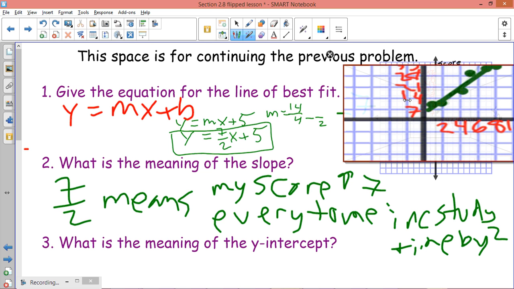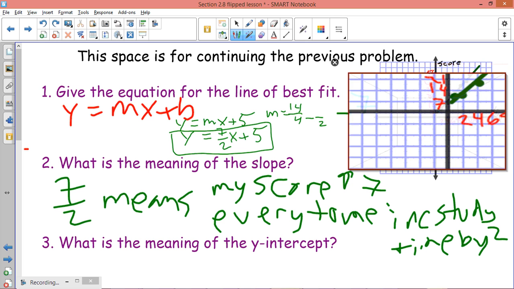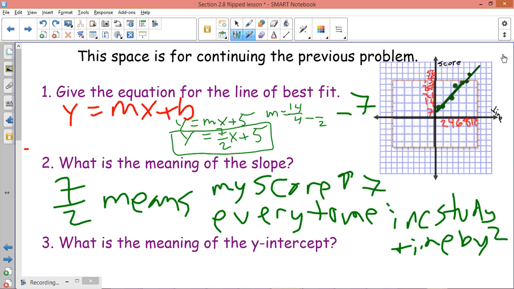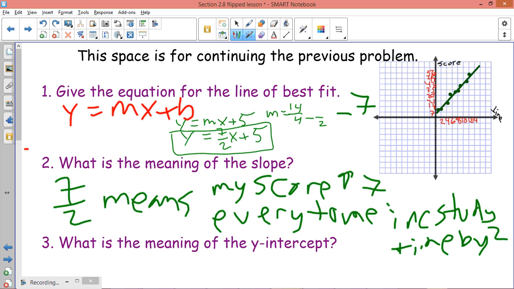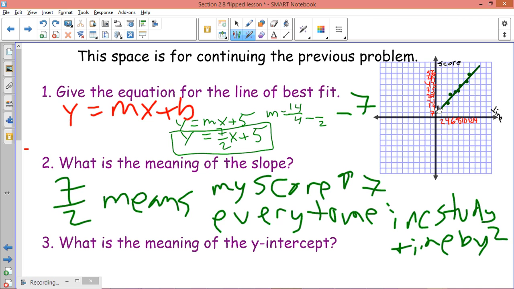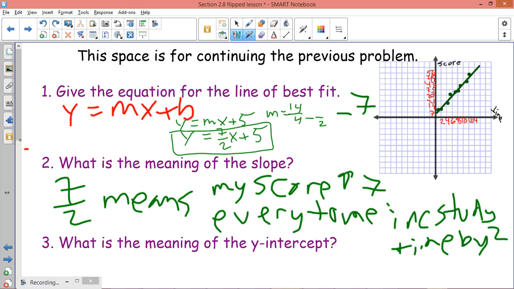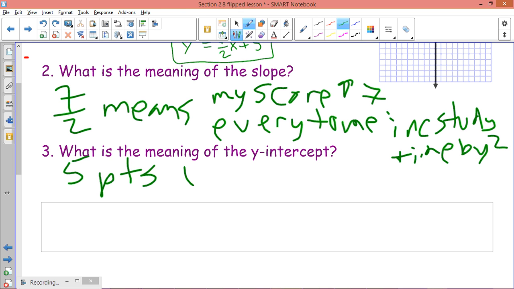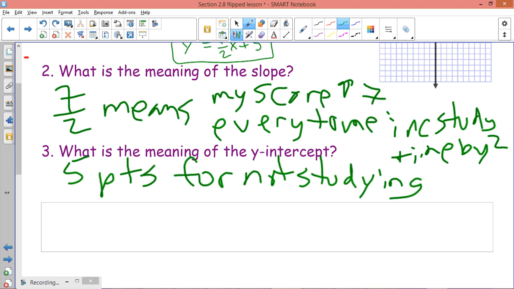Now, what is it that you know about the y-intercept? Well, you know that you always have an x value of 0 at the y-intercept. So what does that mean in terms of our graph? An x value of 0 means you have spent 0 time studying. And a y-intercept of 5 means that you get a score of 5. So this means that you get 5 points for not studying. Okay? That's what score you would expect to get for studying 0 amount of time.